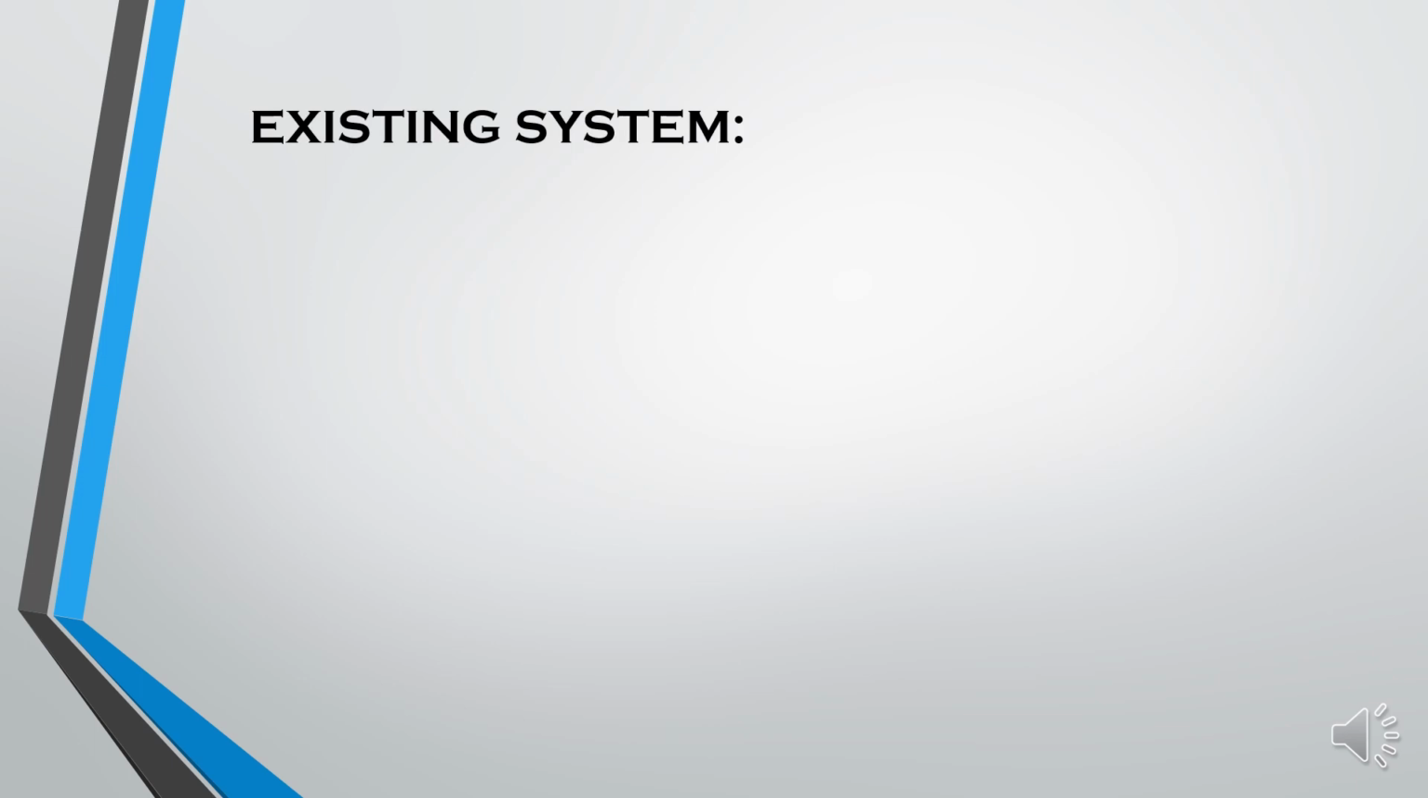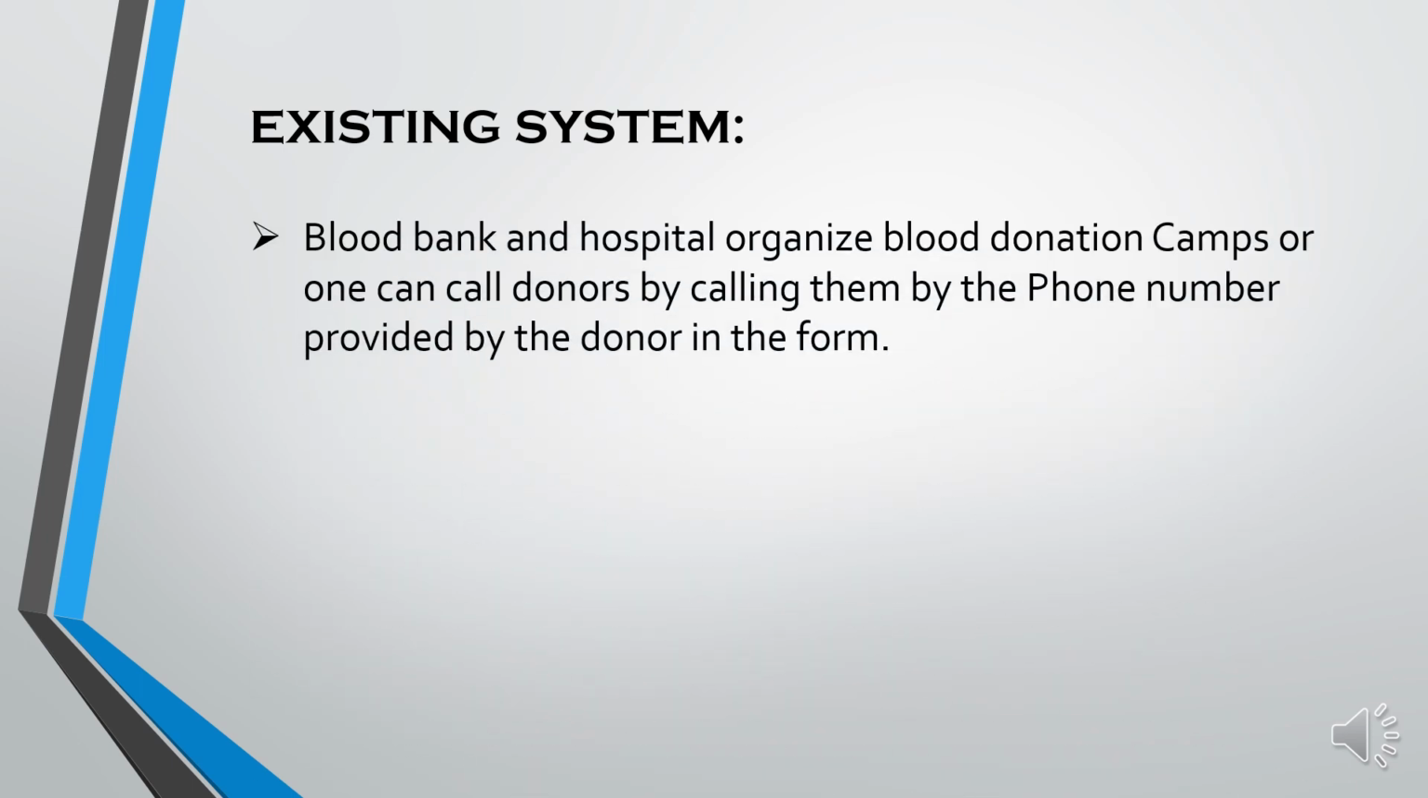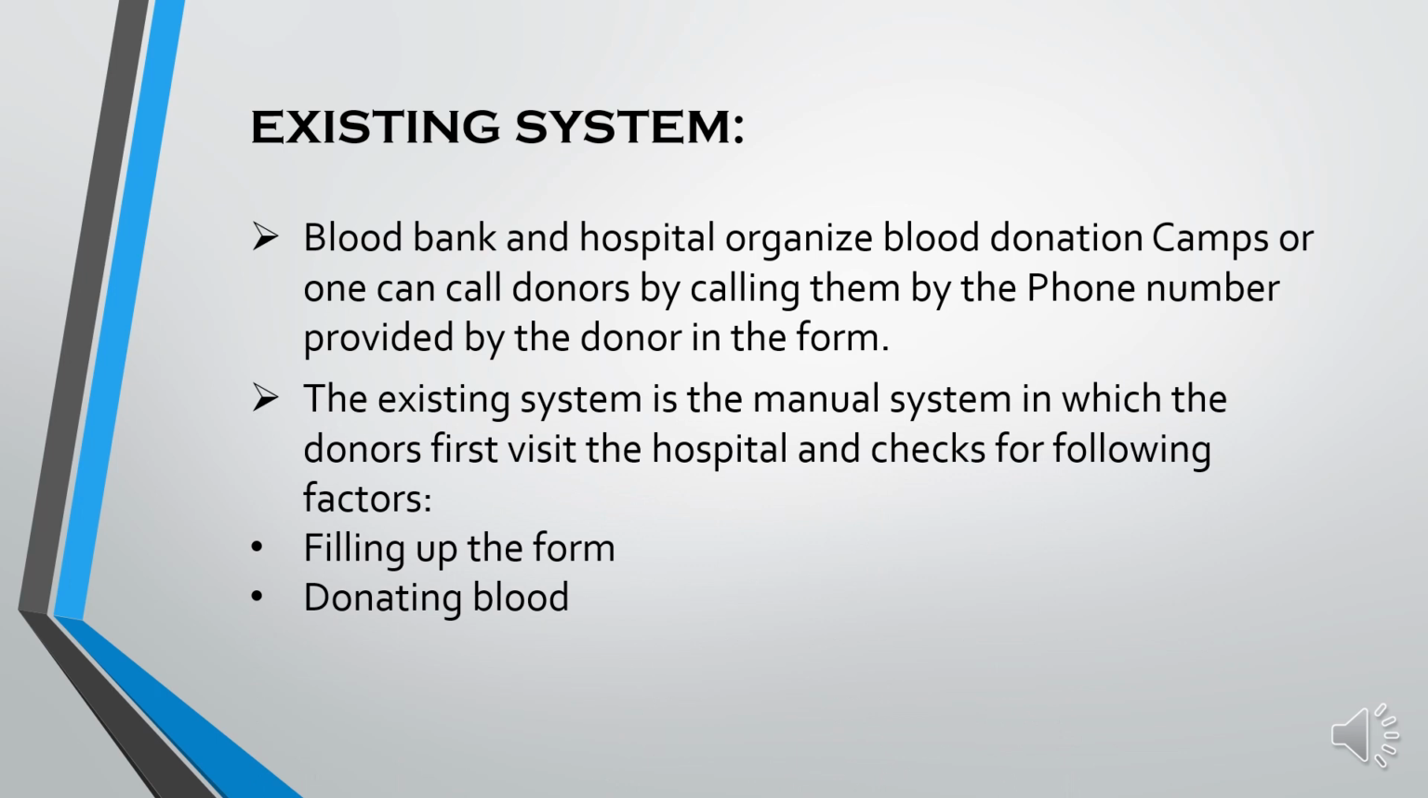There is a growing need for blood banks, and hospitals are depending on the blood donated by the donors. So to encourage donors to donate blood, blood banks and hospitals organize blood donation camps, or one can call donors by the phone number provided by the donor. The existing system is the manual system in which the donors first visit the hospital, fill up the form, and then donate the blood.